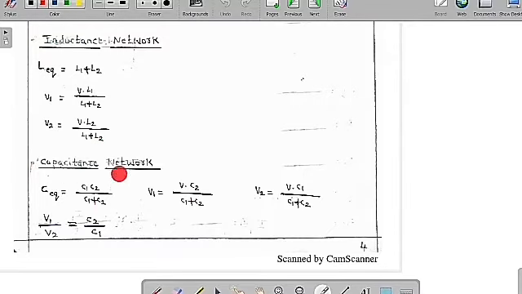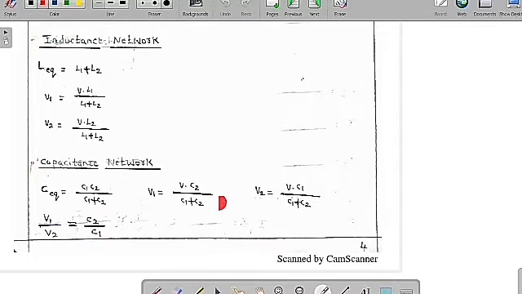So now we are going to learn what the net equivalent capacitance is whenever two capacitors are connected in series, which is C equivalent equal to C1 C2 by C1 plus C2. So this is called the net equivalent capacitance, whereas V1 is equal to the supply voltage into C2 by C1 plus C2, whereas V2 is equal to V into C1 by C1 plus C2.